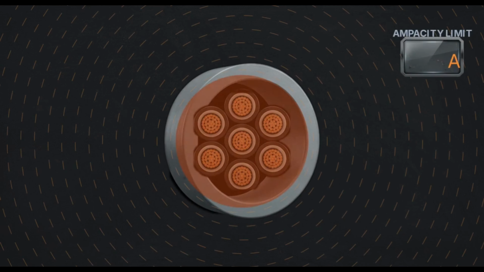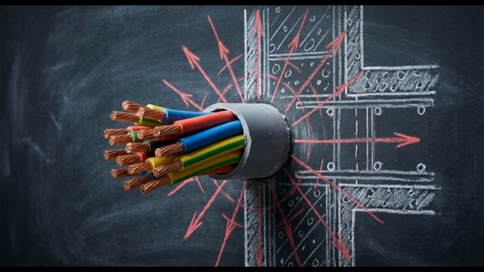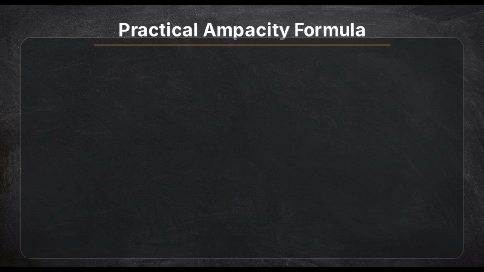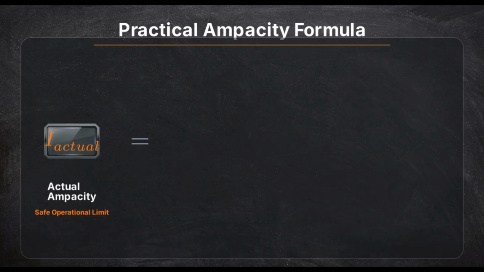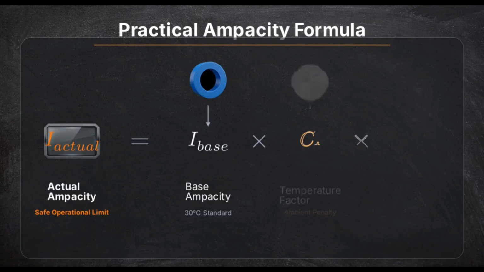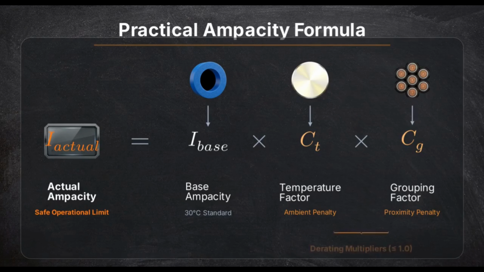A final installation derating multiplier is applied here, forcing the current down to the absolute limit that the buried environment can thermally sustain. Regardless of the cable's raw size, the installation pathway creates a permanent bottleneck that defines the system's maximum performance. This formula summarizes the physical constraints of the entire system. Actual ampacity equals the base ampacity multiplied by the temperature and grouping factors.